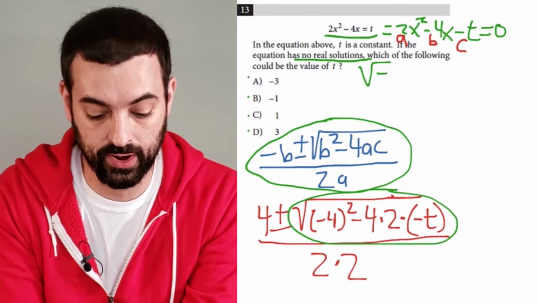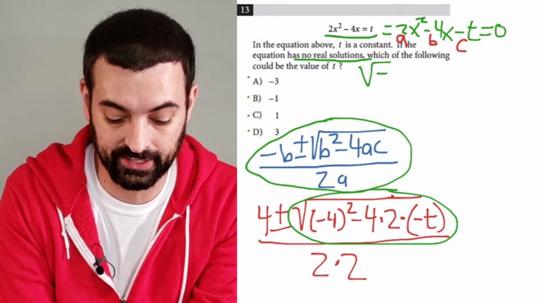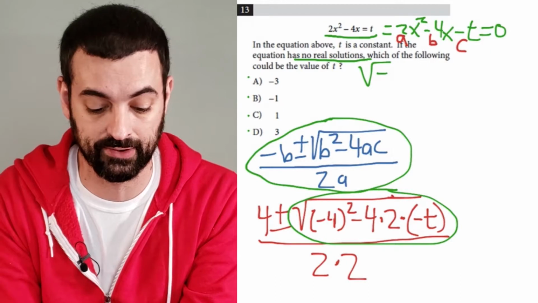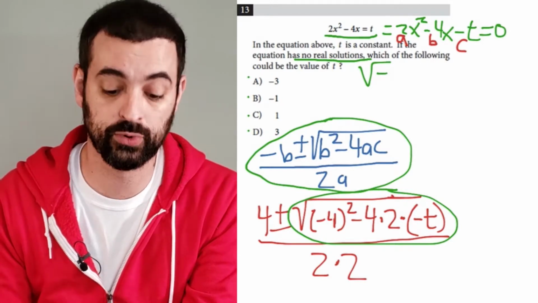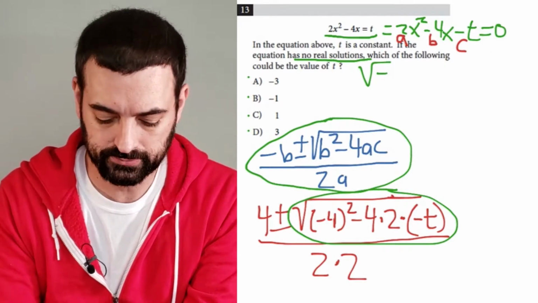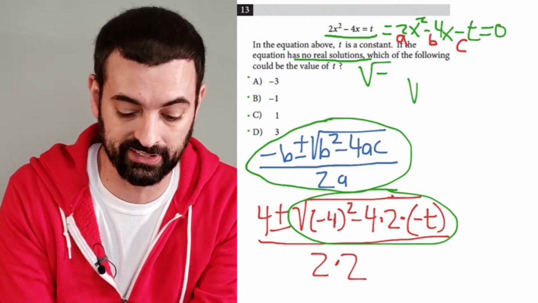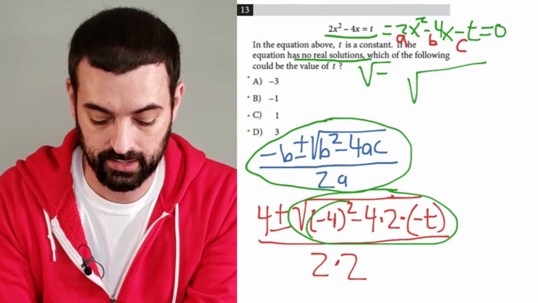And whichever one of these answer choices gives us a negative value under the radical sign when we substitute for t will be our answer. So let's clean this up a little bit and start by choosing answer choice A.